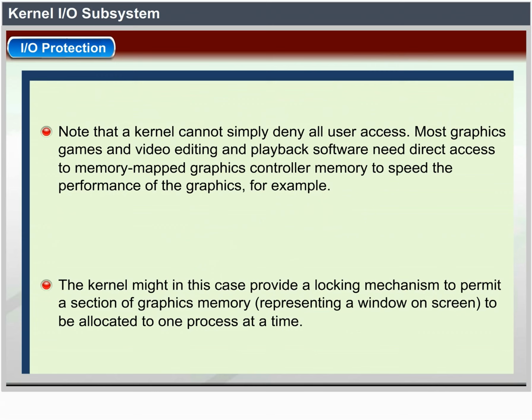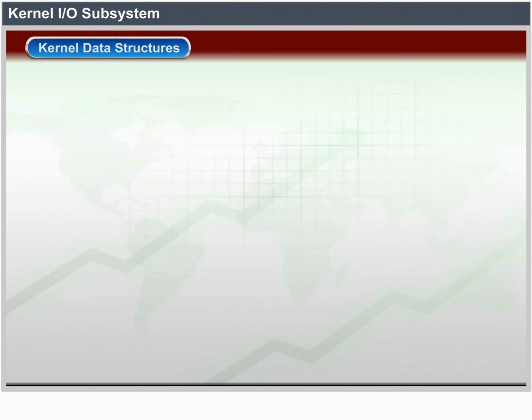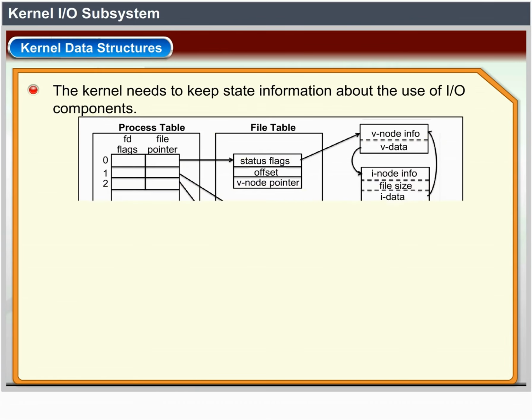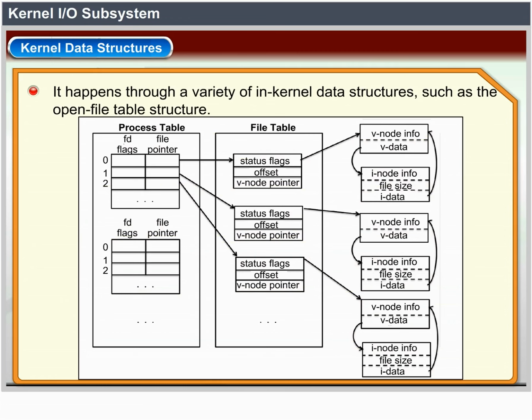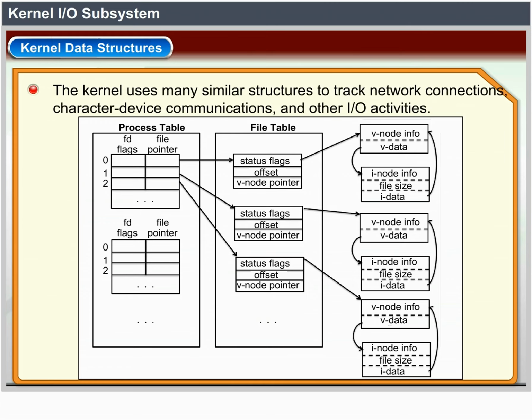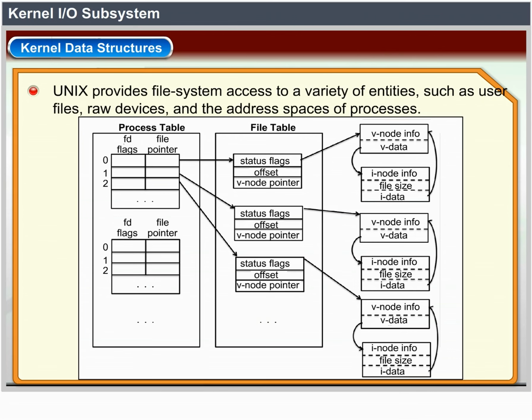Kernel data structures. The kernel needs to keep state information about the use of input-output components. It does so through a variety of in-kernel data structures, such as the open file table structure. The kernel uses many similar structures to track network connections, character-device communications, and other input-output activities. Unix provides file system access to a variety of entities such as user files, raw devices, and the address spaces of processes. Although each of these entities supports a read operation, the semantics differ.